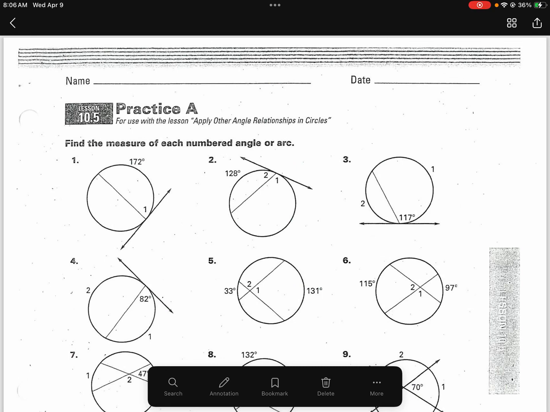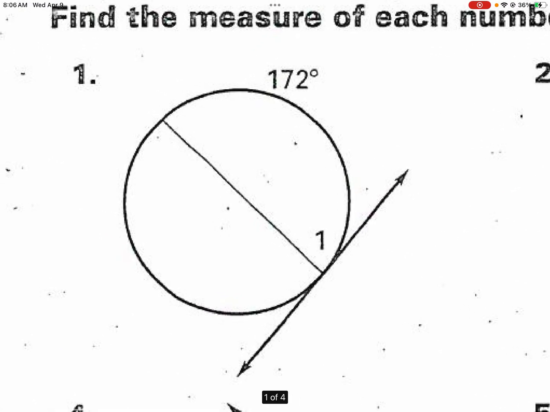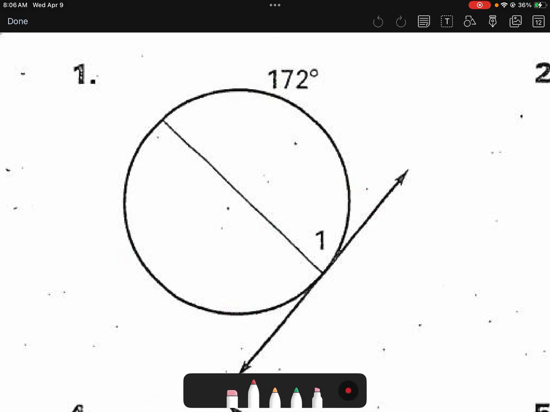This is practice A for section 10.5. We're going to find the measure of each numbered angle or arc. Let's look at number 1. Number 1, we're going to use a new theorem.